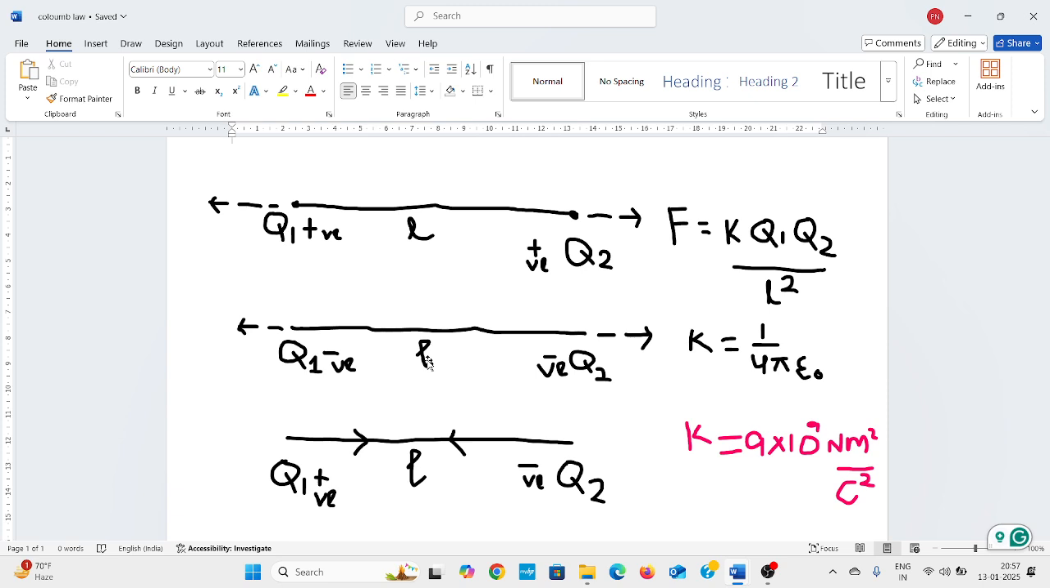K equals 1 by 4 pi epsilon 0. Epsilon 0 is the permittivity of free space. The value of K is 9 into 10 to the power 9 Newton meter square per Coulomb square. The unit is very important from the exam point of view: Newton meter square per Coulomb square.